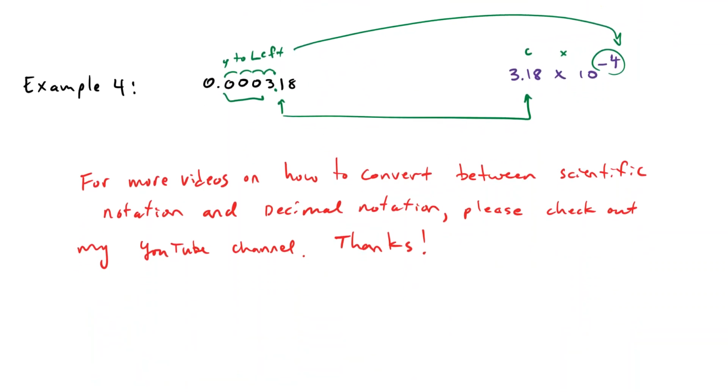So if you have interest in more examples on how to convert from scientific to decimal notation, decimal is the normal notation. Decimal right here is what you would normally see, the normal notation. Then please check out my YouTube channel. I've got some where I convert from scientific to decimal and decimal back to scientific.